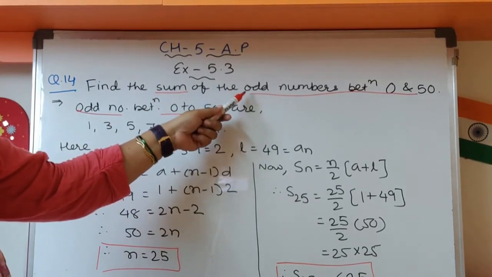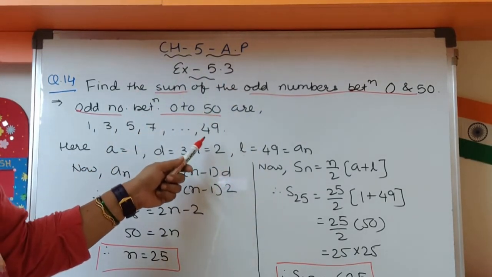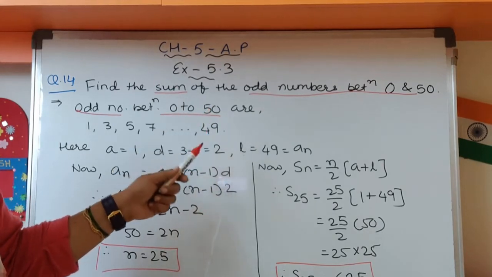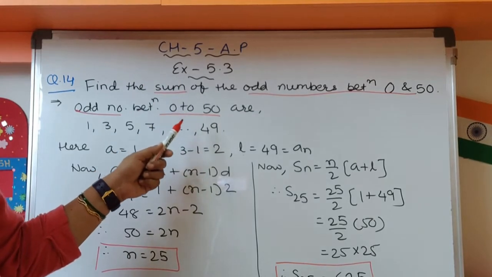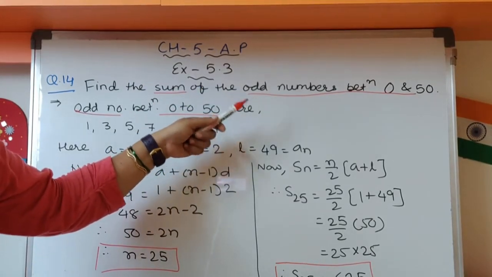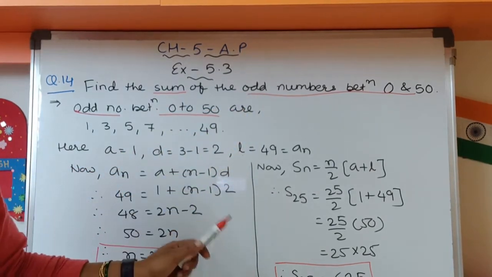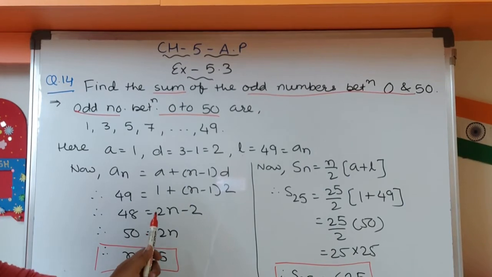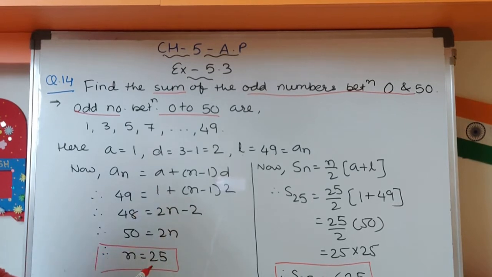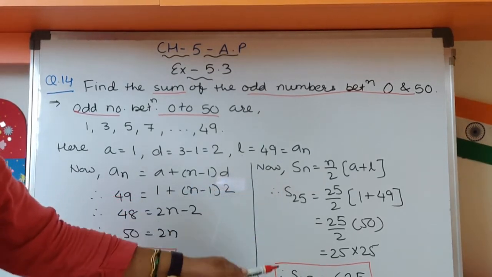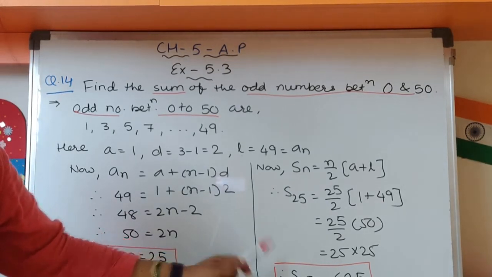Like that you can solve this type of question. If instead of odd, even numbers are given, then you have to start with 2, 4 and end with 50. It is not necessary that exactly the same data is asked in the exam. Instead of odd, it may be asked in even, but you have to use the same concept. First of all, take out the values A, D, L, then apply the formula An to get the value of N. Then use Sn to get the sum of n terms.